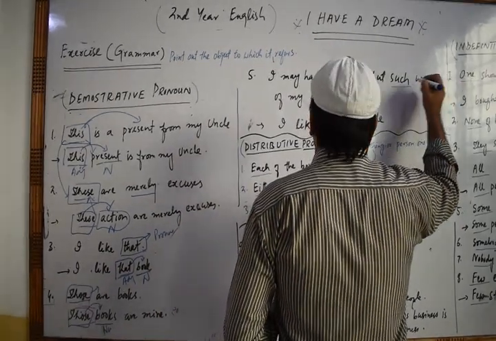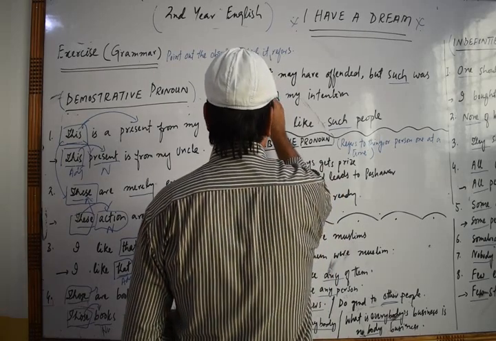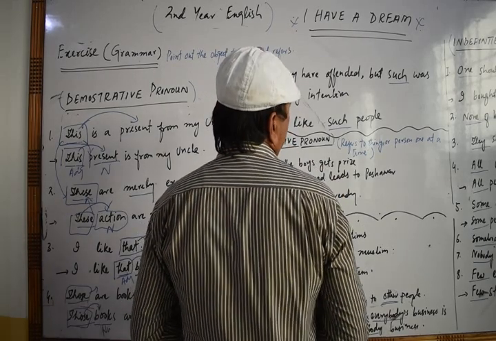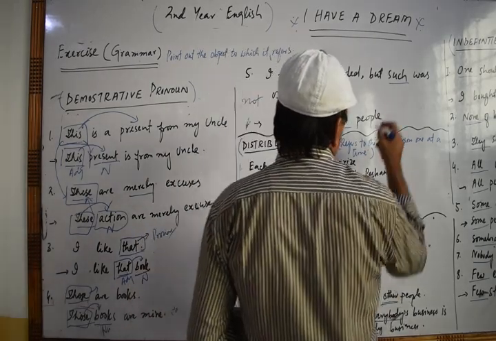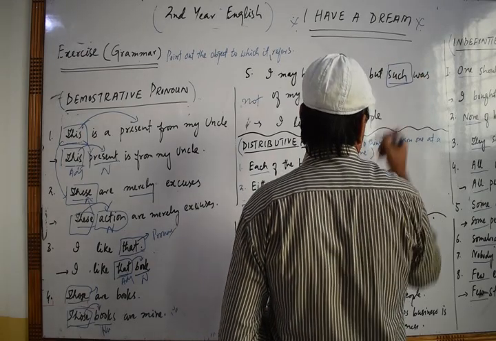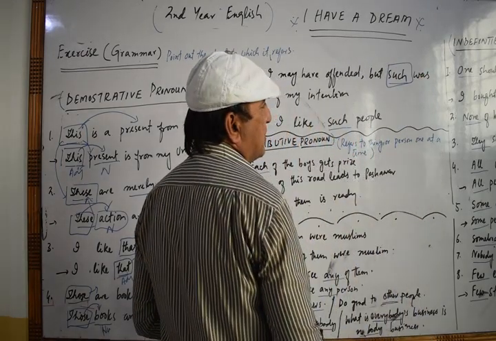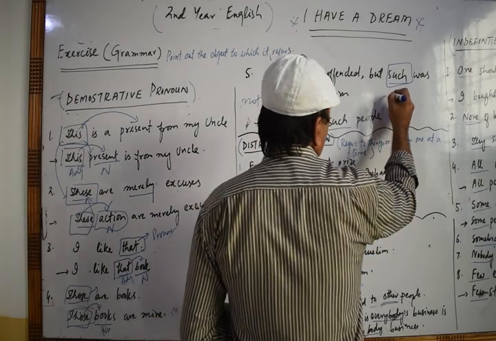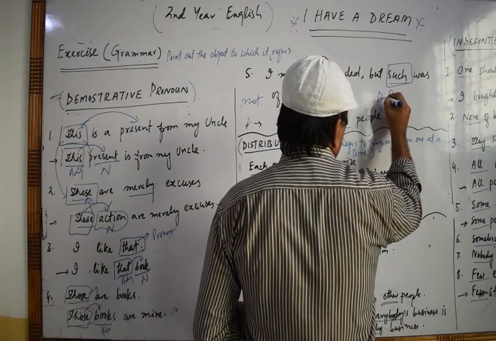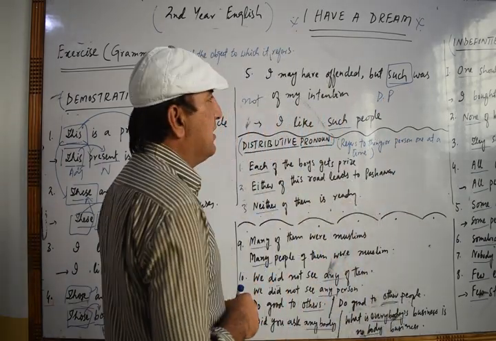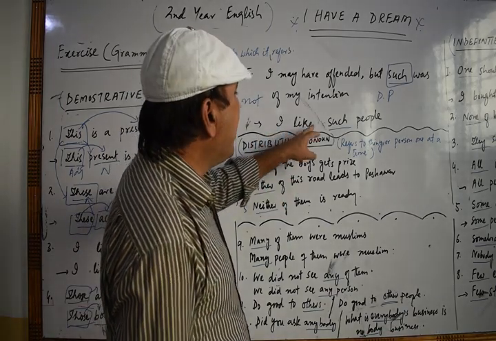Such was not, we can say, such was not of my intention. So I need to say here such has replaced something. So this such is working as a demonstrative pronoun. This is also a demonstrative pronoun. You see, in the next sentence, I like such people.